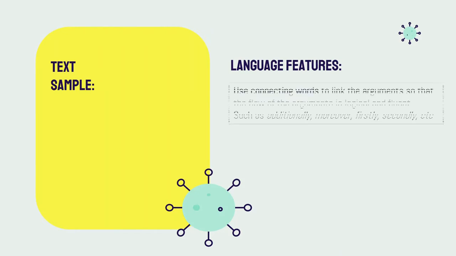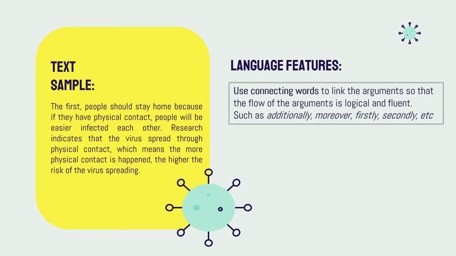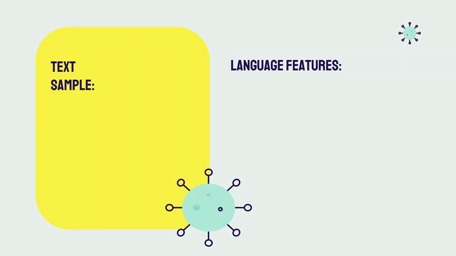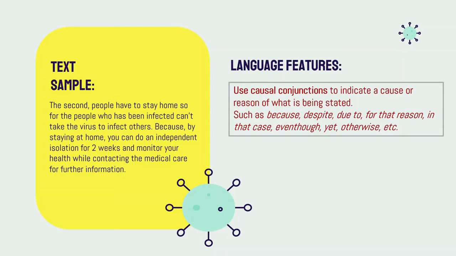The third is use connecting words. It is located in the second, third, and fourth paragraphs, in the first sentence of each paragraph. In here, the connecting word is "the first." And the last one is using causal conjunction. It is located in the third paragraph, in the first word of the second sentence, as "because."